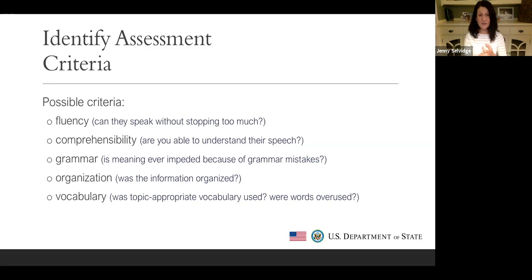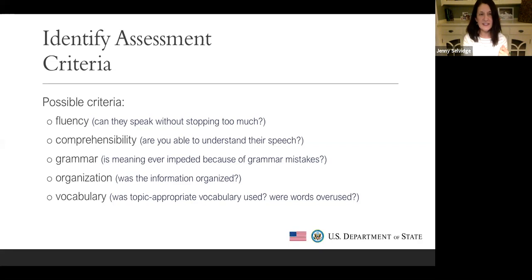And then grammar. And I really like to think about, are any mistakes keeping you from understanding what they're saying? And then organization. It's much easier in writing to organize your thoughts, but it's much harder in speaking. So are they able to organize their thoughts when they speak? Or is it kind of a mix of incoherent ideas that don't go together? And then vocabulary. Did they use appropriate vocabulary? Did they use the same words over and over again, which tells me they don't have enough to really talk about this topic? So these are 5 that I sometimes choose from.